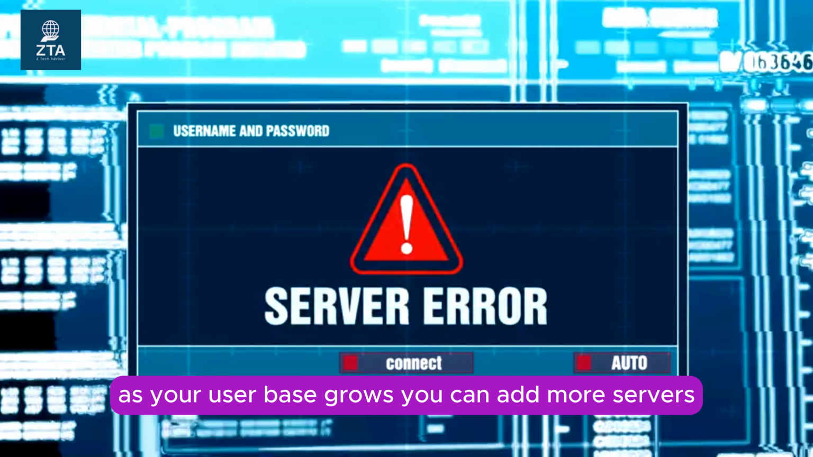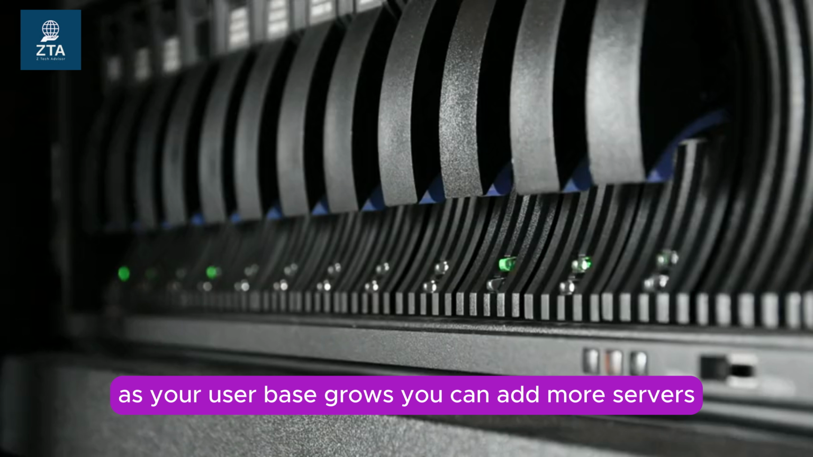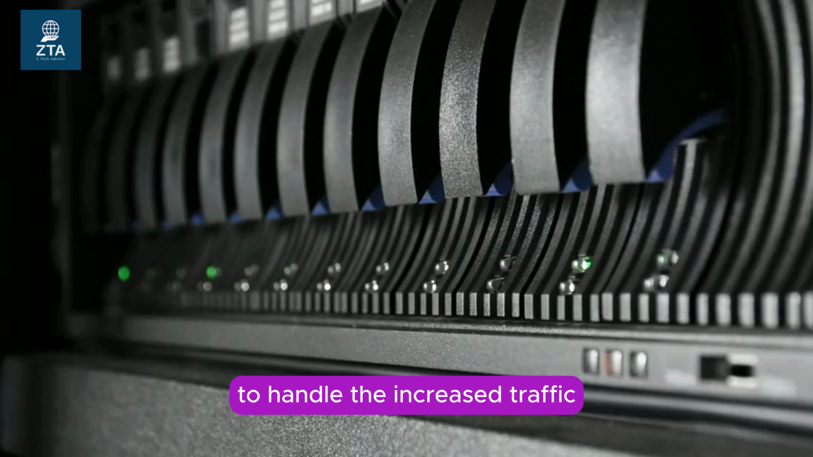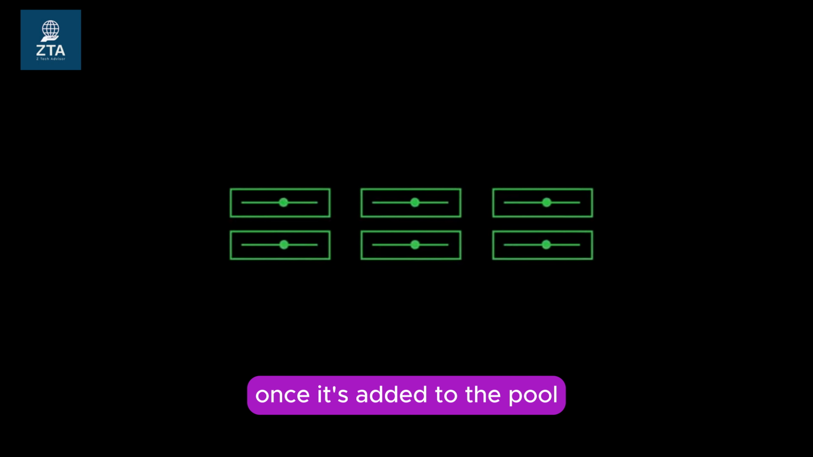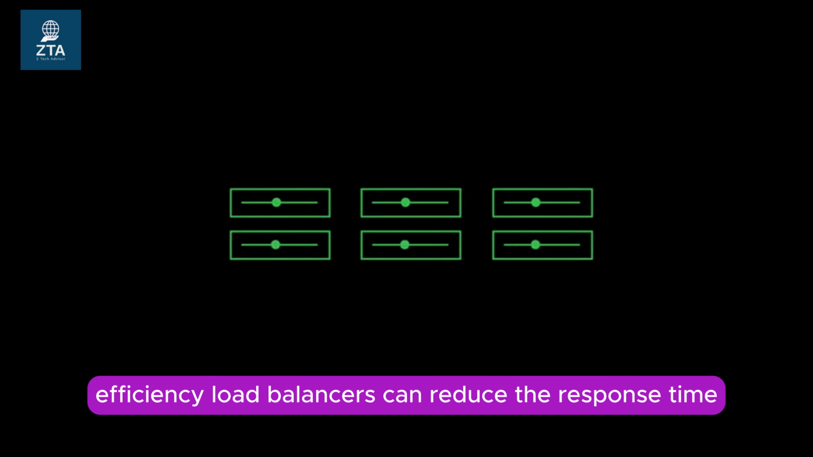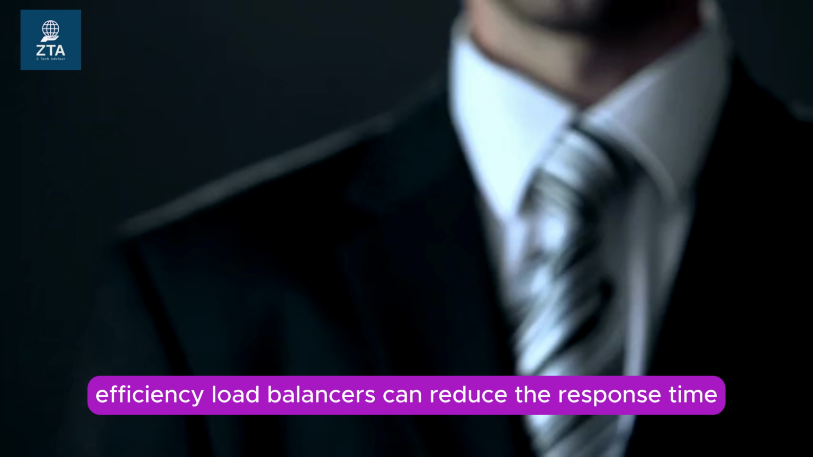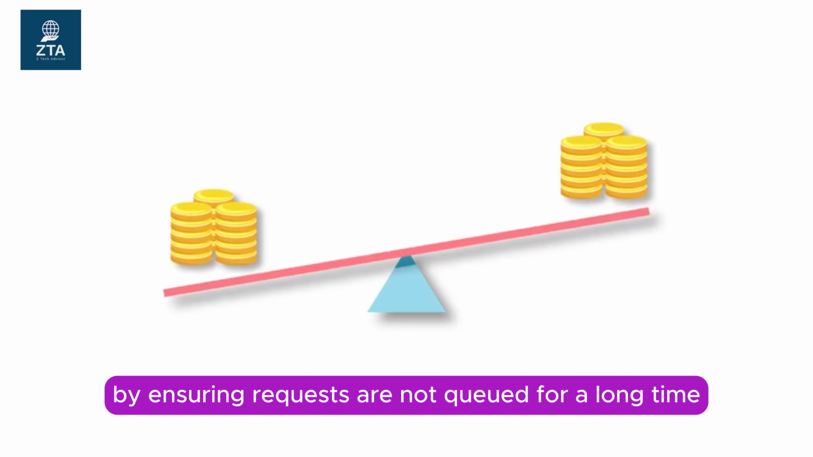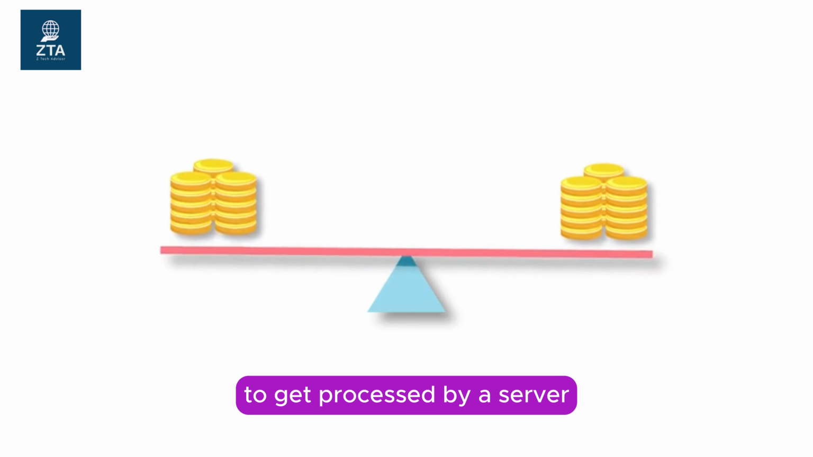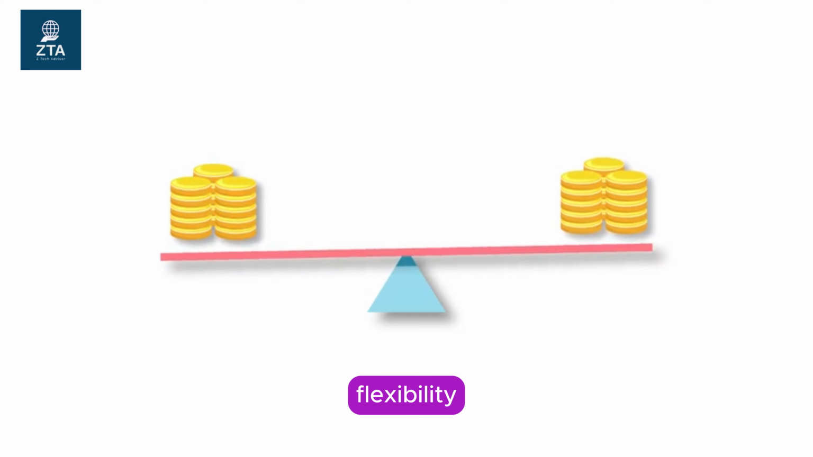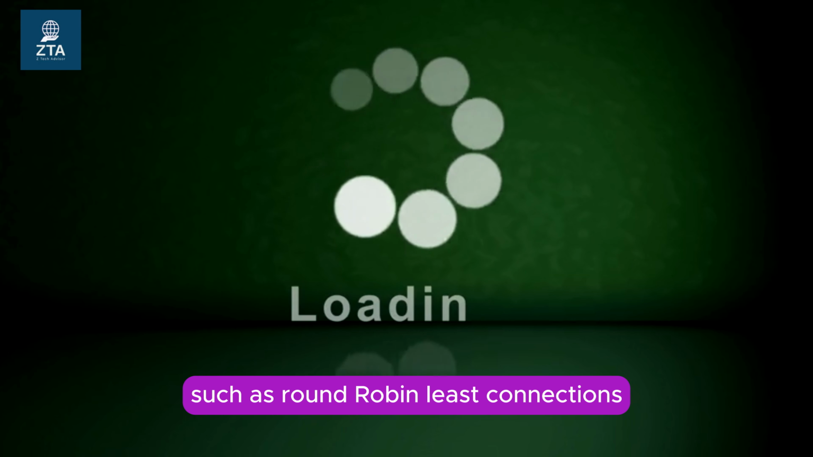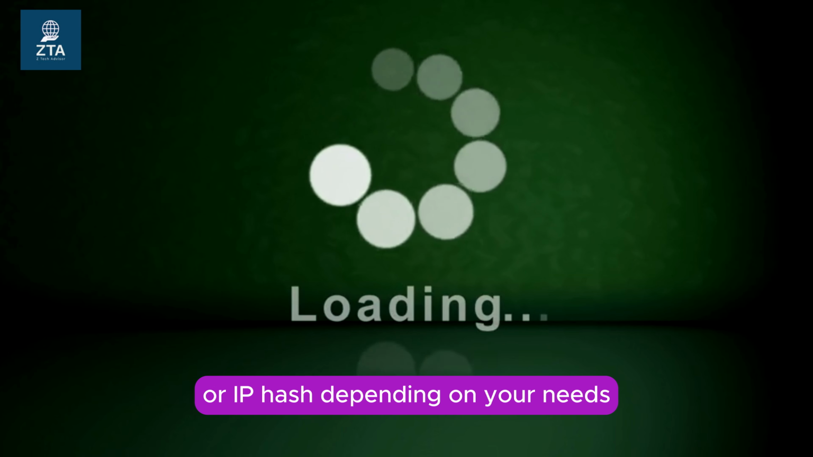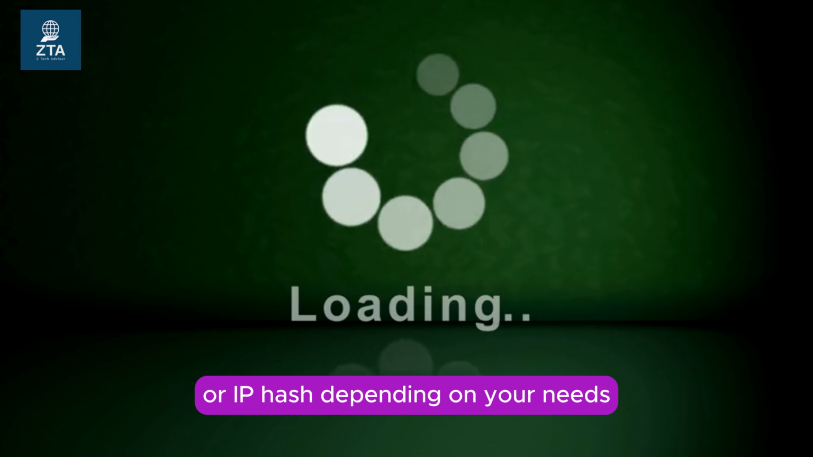Scalability. As your user base grows, you can add more servers to handle the increased traffic. The load balancer will automatically start sending requests to the new server once it's added to the pool. Efficiency. Load balancers can reduce the response time by ensuring requests are not queued for a long time to get processed by a server. Flexibility. You can use different methods of load balancing, such as round-robin, least connections, or IP hash, depending on your needs.